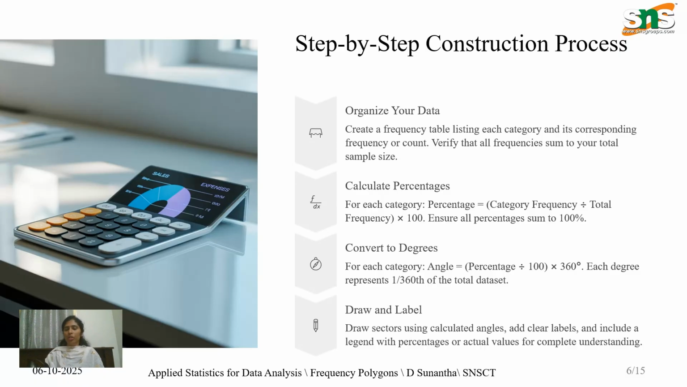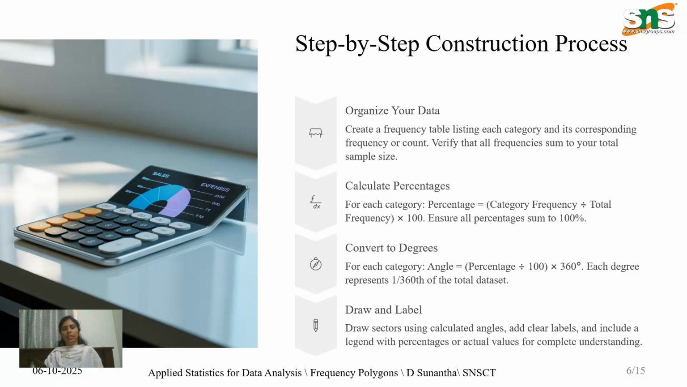Next is the calculation of the percentage. If we have the data in raw format, then we have to convert it into a percentage format by dividing each given data value by the total data. And we have to add all the percentages so that they are equal to 100%.